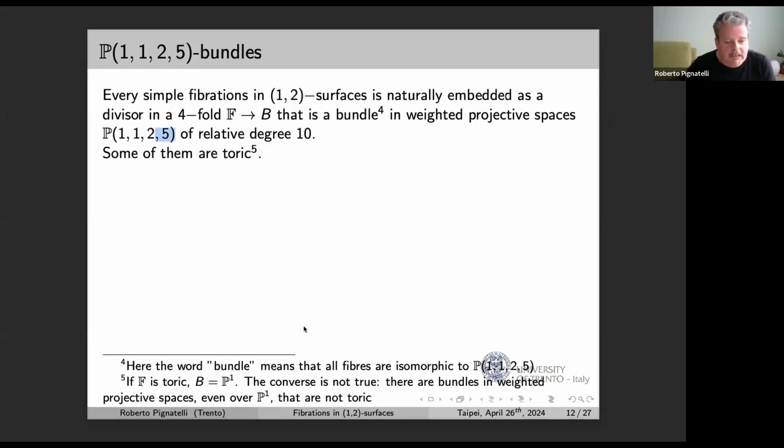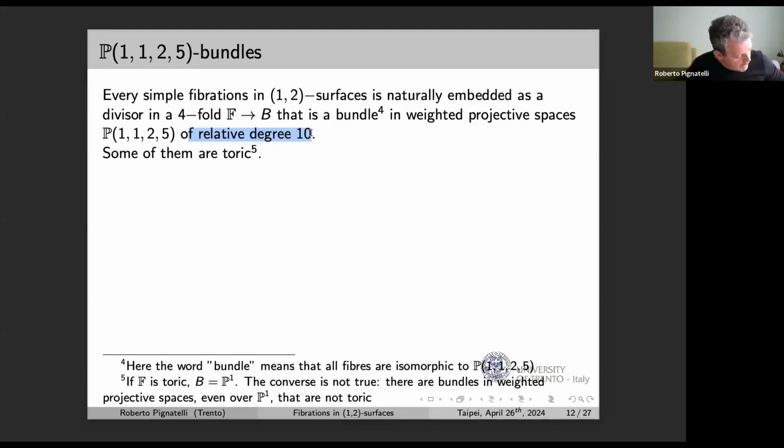What's a bundle for me is a fibration. So I have a fourfold fibered over B, and all fibers are pairwise isomorphic. They are all P1125s. And inside each fiber of the fourfold, you get a fiber of your threefold, defined as a hypersurface of degree 10. And so all this together allows us to describe the threefold as a divisor in a fourfold, which is much simpler because the fourfold is a bundle in weighted projective spaces.